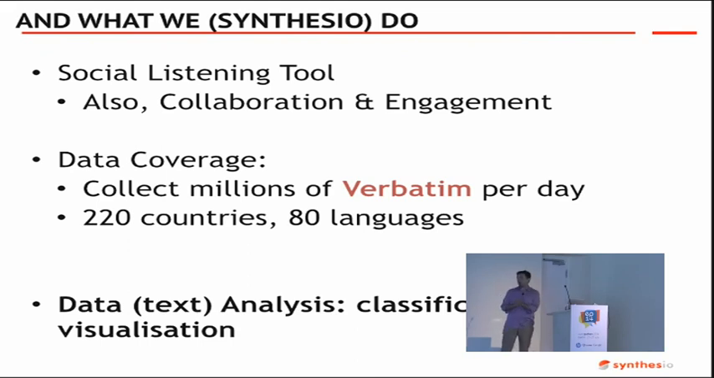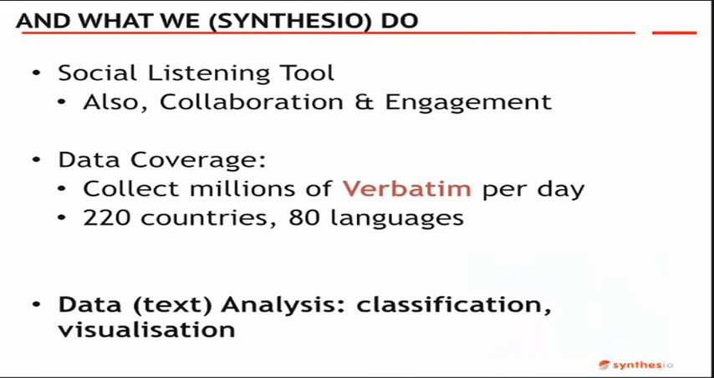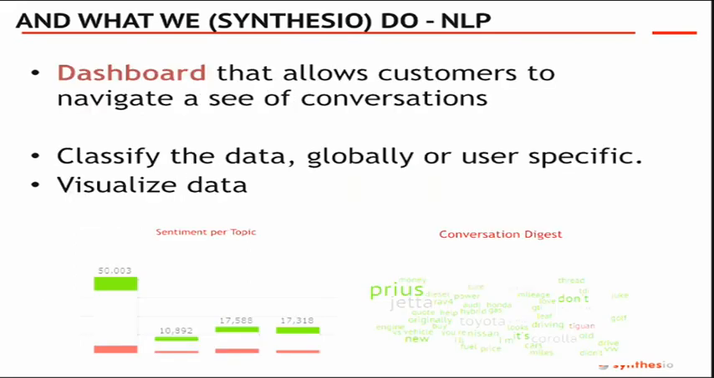For our data coverage, we basically get millions of verbatims per day, and so that everybody can understand what a verbatim is, since I will be mentioning it over and over: for us, a verbatim is a document. It's a piece of information, usually text, but it can be a very short one, like a tweet, or a very long one, like a blog post. We do coverage on 220 countries with around 80 languages. And I'm going to focus mostly on the text analytics, so classification and visualization, and this is what we are aiming at.